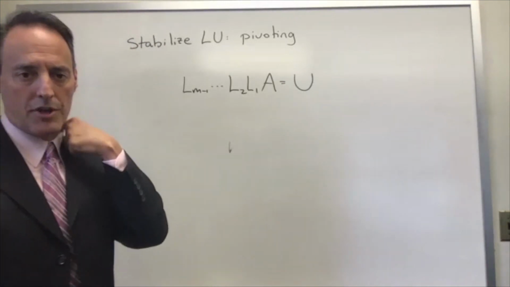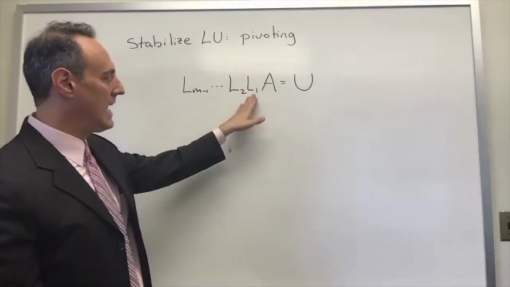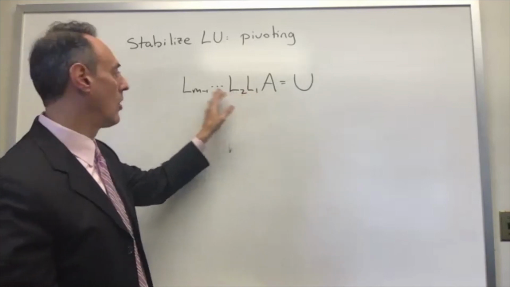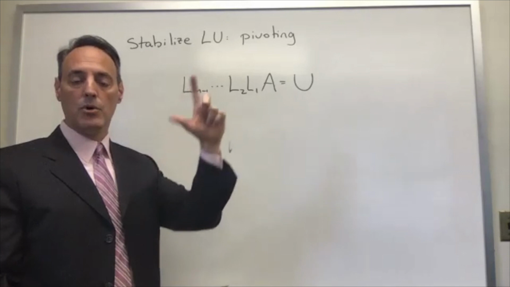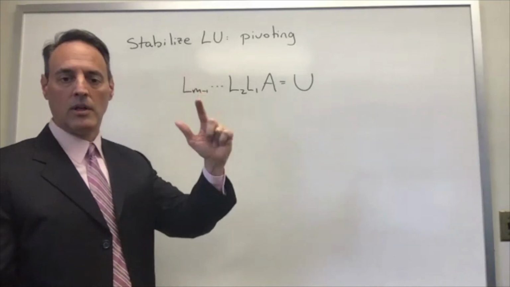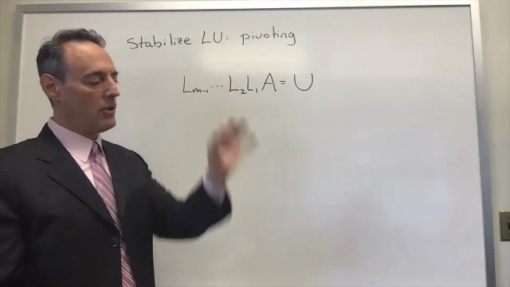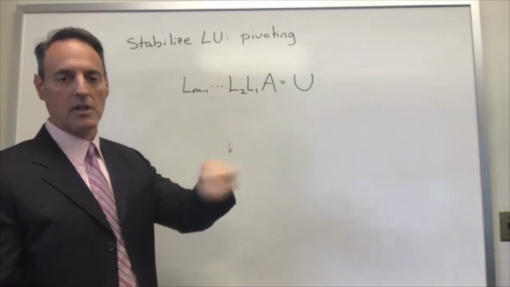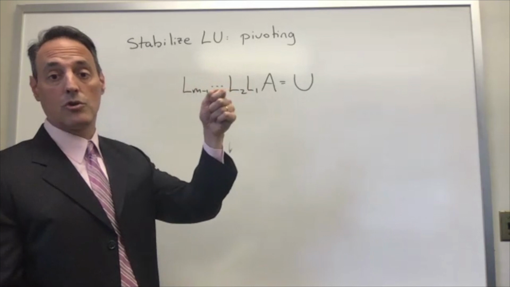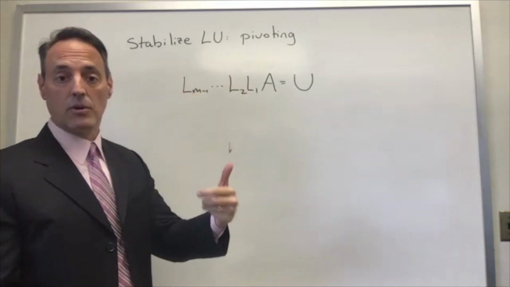But now what we want to do is, before I hit any of these L1s, L2, all the way to L of n minus 1, I want to do a permutation. I want to move out of all the things I'm trying to zero out, that whole vector, I want to look at it and say, which one is the largest, move it into the pivot spot, and then zero things out.